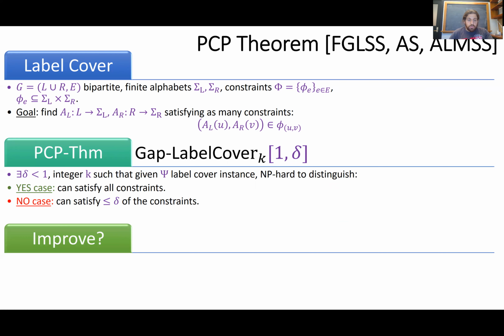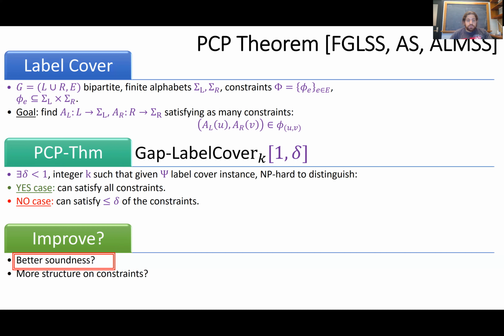There are two ways in which you can try to improve on that. First, you can try to get a better soundness guarantee, namely, you can try to get delta to be smaller. And secondly, you can hope to get more structure out of your label cover instance, most prominently more structured constraints. Both of these improvements are something that people study, but for us today, we'll focus on improving the soundness. This is the main question we'll be concerned with.